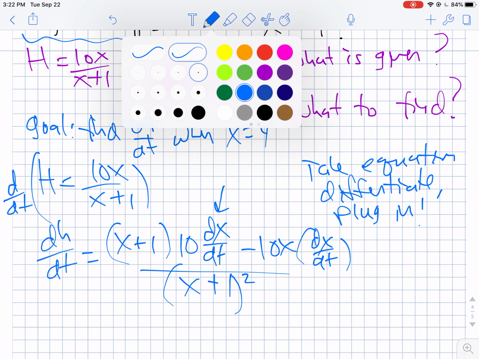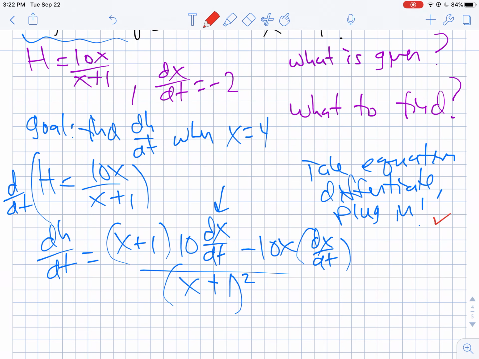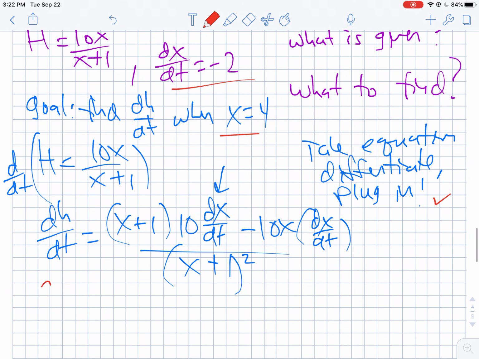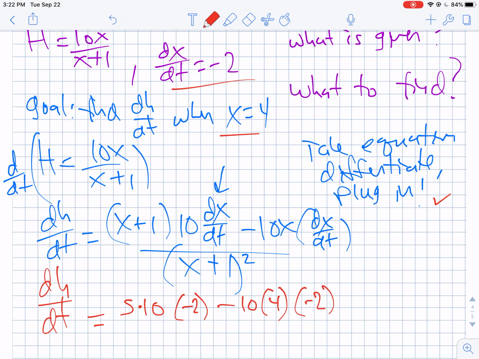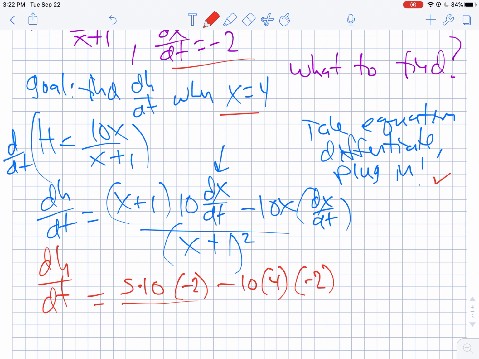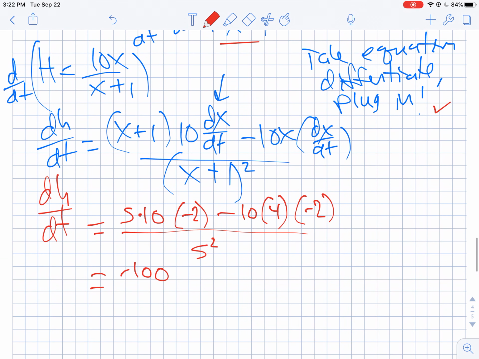Okay, so now I took the derivative. Now I just need to go ahead and plug in. So they told me dx dt is -2 and x is 4. I think that should be good enough for me to go ahead and figure out what this dh dt is. Okay, so the dh dt, the x is 4, so that's going to be 5 times 10, dx dt is -2, minus 10 times 4, and the dx dt is also -2. And then the x plus 1 is just 5 squared. Okay, so what are we going to get? Oh, geez. So we're going to have -100 plus 80 divided by 25. So we're going to get -20. That actually worked out nicely.